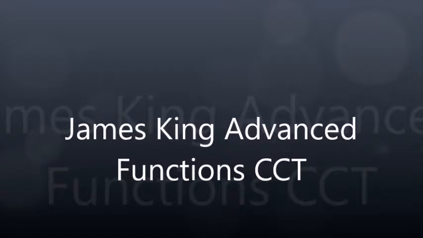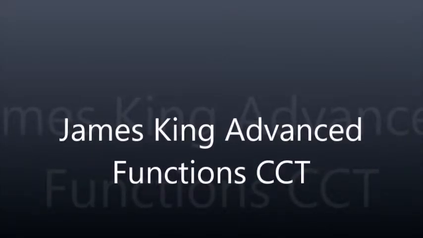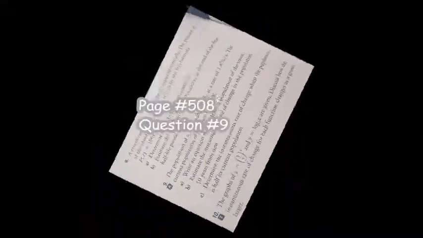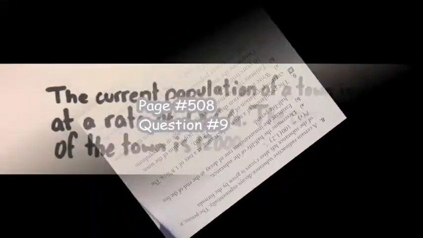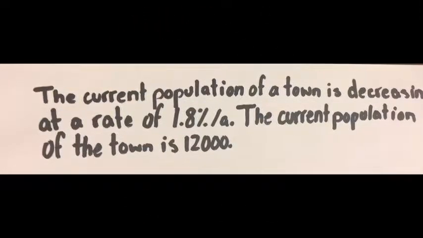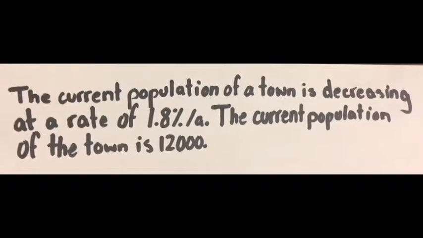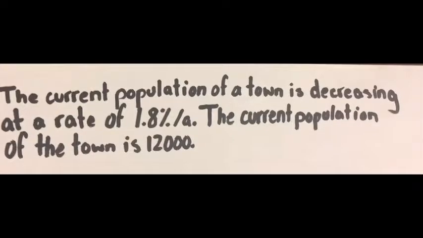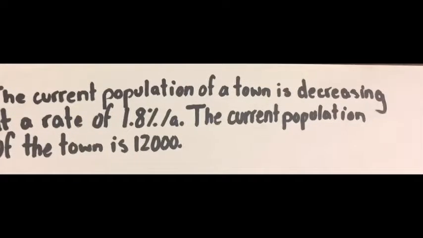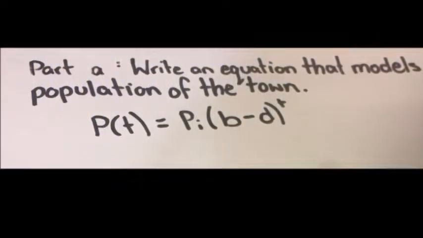In this video you will learn about exponential equations and how to calculate instantaneous rate of change. My question is number 9 on page 508 of the textbook. The question reads, the current population of a town is decreasing at a rate of 1.8% per annum. The current population of the town is 12,000. The problem is then broken down into 3 parts.